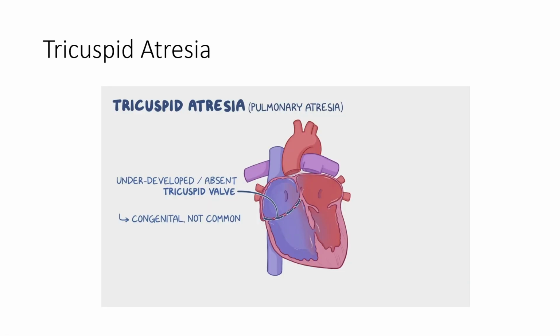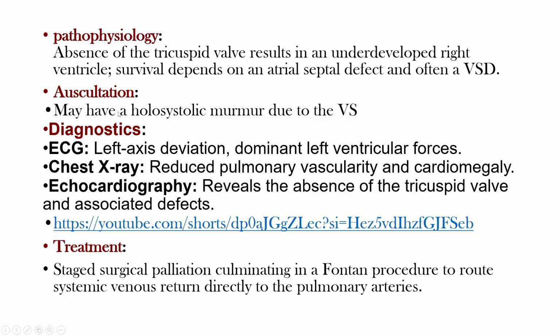Then we will have tricuspid atresia. So we will have an underdeveloped or absent tricuspid valve. In the auscultation, we will hear a systolic murmur again. This is the third time we have it. For the diagnostic, in the ECG, we'll have left axis deviation, dominant left ventricle forces. Chest X-ray, we will have reduced pulmonary vascularity and cardiomegaly. The echocardiogram will reveal the absence of the tricuspid valve and the associated defects.